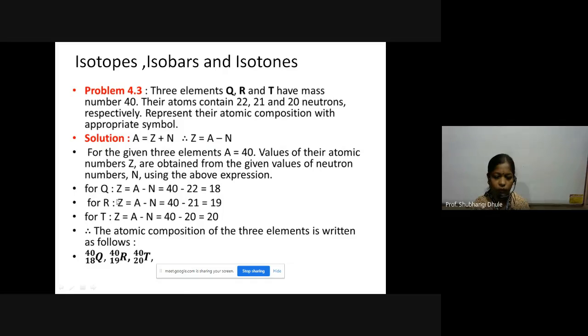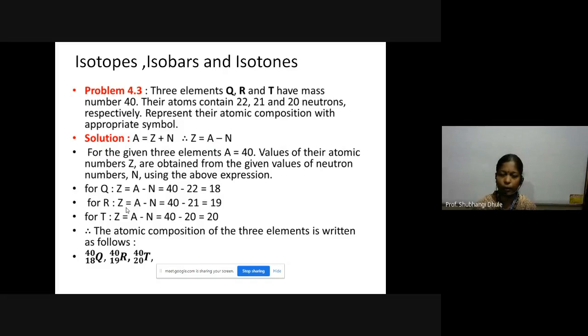So in the above expression, for Q, the atomic number Z is equal to A minus N, that is 40 minus 22, because N is 22 for Q. So 40 minus 22 becomes 18. For R, the next element, Z is equal to A minus N.